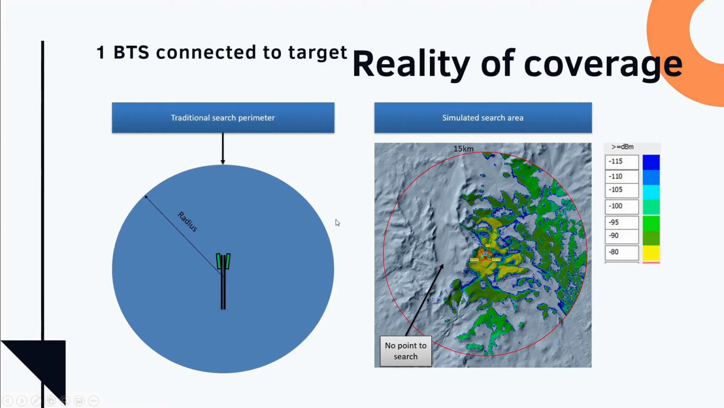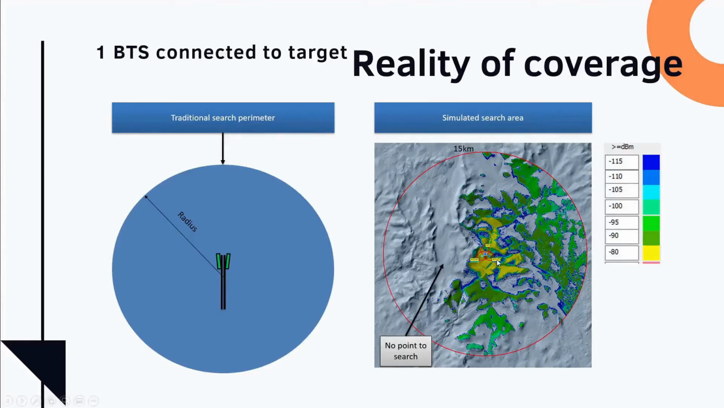So this is an excellent example. On the left-hand side, you have a traditional way where you assume that the coverage of a site is a radius. And that's not the reality of things, of course. So the radius approach is going to give you a massive area, of course. That's a traditional approach.